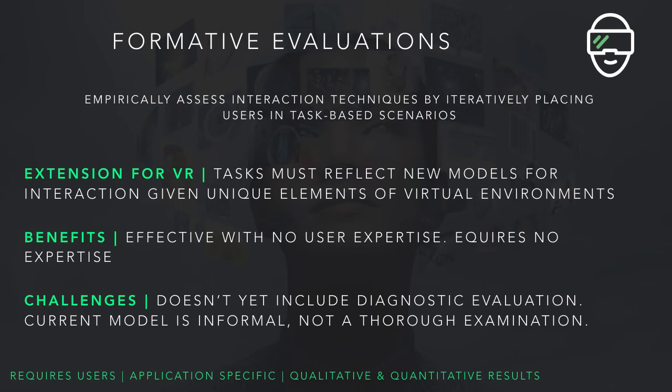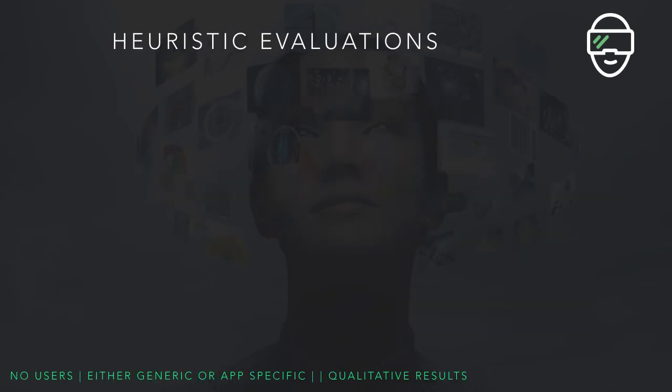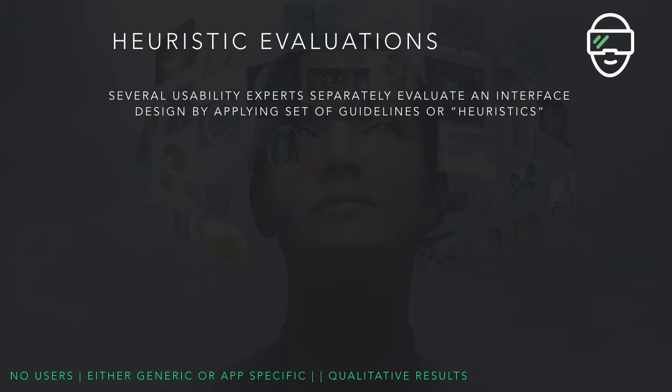Another type of evaluation is a heuristic evaluation, in which several usability experts will separately evaluate an interface design by applying a set of guidelines they've come up with before, or heuristics. These were derived from Nielsen's heuristics, which were created in the 1990s, and they've been used for a ton of graphical user interfaces in the past.